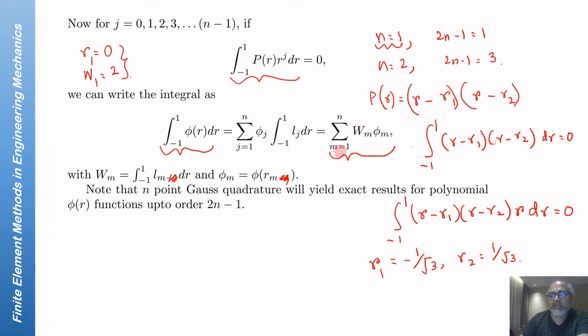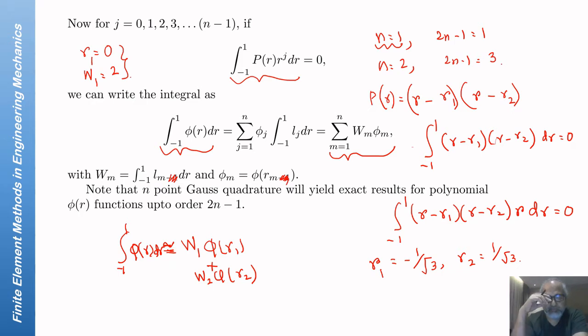For n equal to 2, it will boil down to this summation where the phi m's are phi at r1 and phi at r2. We still have to determine the weights w1 and w2. If we sum them together, this will be equal to the integral from minus 1 to 1 of phi r dr. This will be exact in cases where phi r is a polynomial of order 3 or less. It will be approximate for polynomials of higher order than 3.